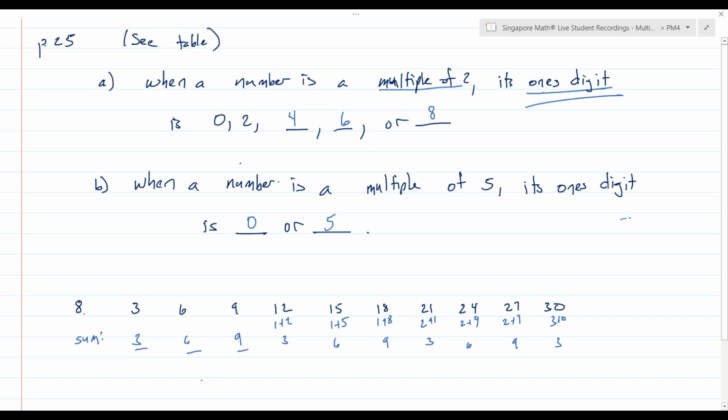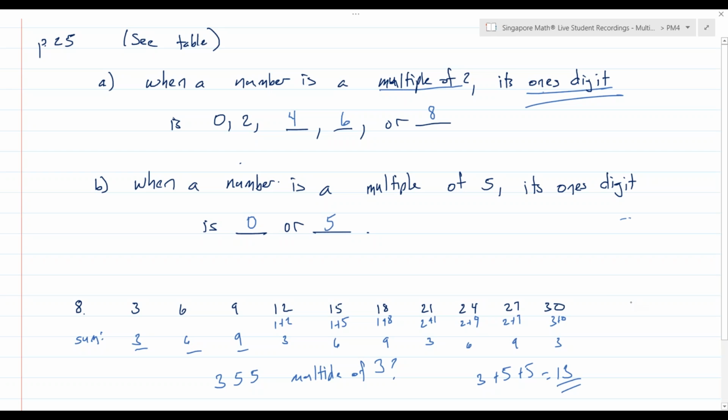So I could ask you, is the number 355 a multiple of 3? And you could actually answer that question. 3 and 5 and 5 is equal to 13. That's not a multiple of 3 because 13 is not a multiple of 3 itself. The sum of the digits is not a multiple of 3.